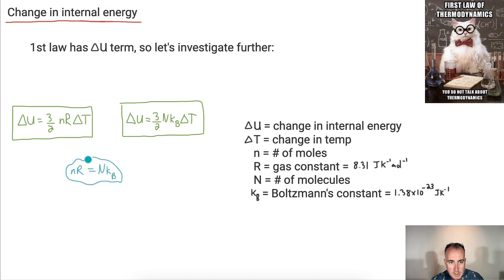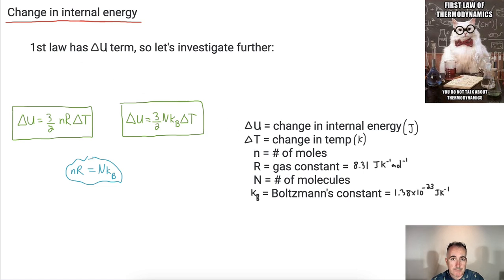There you go. And let's not forget about all the units, just to make sure. So the change in internal energy must be in joules. The change in temperature must be in Kelvin. Number of moles, gas constant, number of molecules have no units there, and then the Boltzmann's constant.